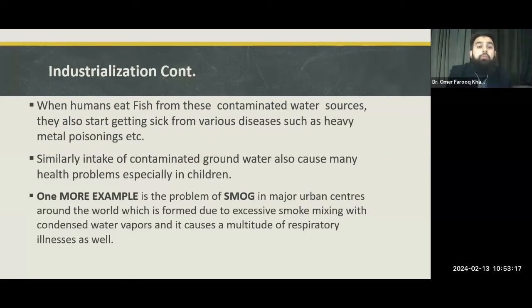external environment. One more example is the problem of smog in major urban centers around the world, which is formed due to excessive smoke from combustion engines, industries, and rotary kilns, mixing with condensed water vapors, and it causes a multitude of respiratory illnesses as well. So I gave you two examples. One is the contaminated water from the industries, and then there is the example of smoke which is caused by industrial gases.